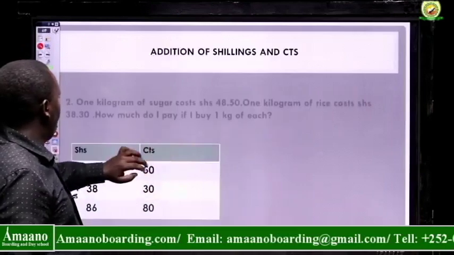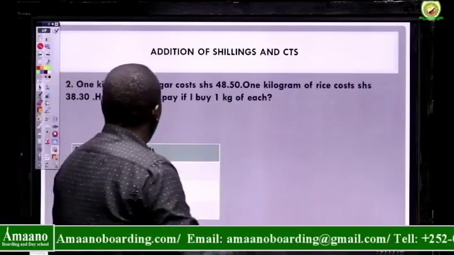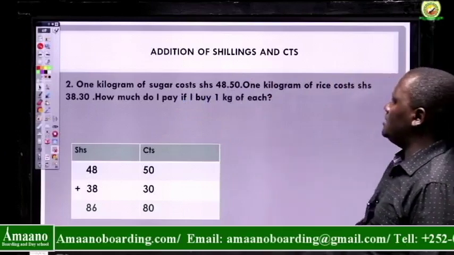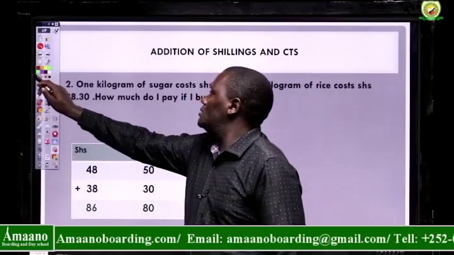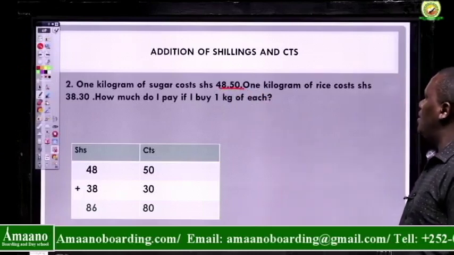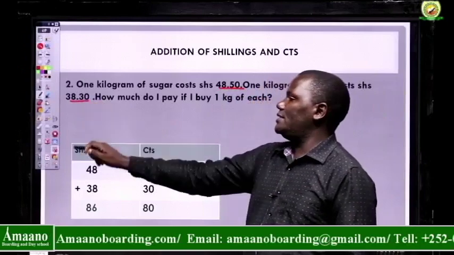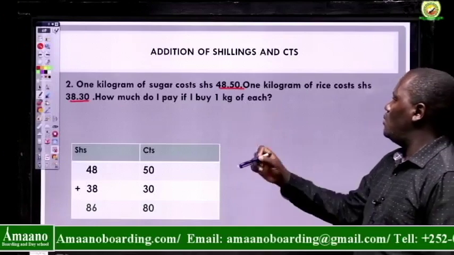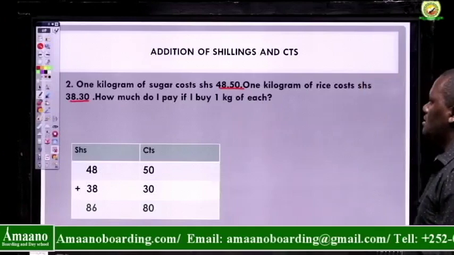I have here, in sentence form: 1 kilogram of sugar costs 48 shillings and 50 cents. 1 kilogram of rice costs 38 shillings and 30 cents. How much do I pay if I buy 1 kilogram of each of these two items?